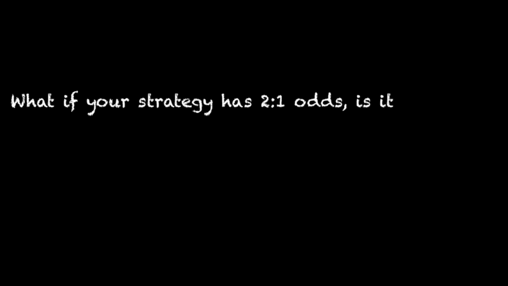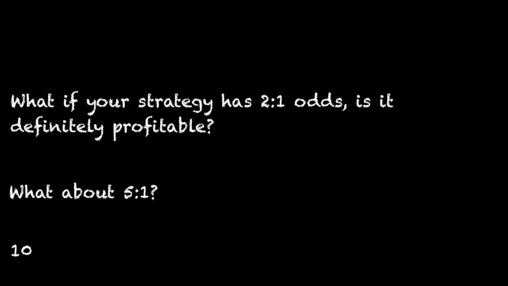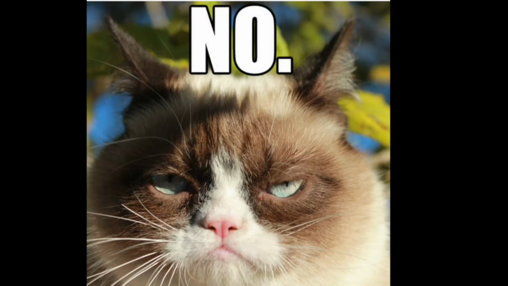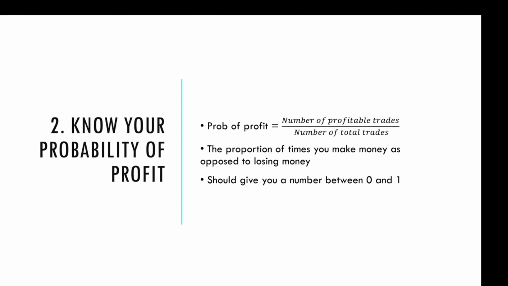Now, if your strategy has a 1:1 odds, do you know for sure if it's profitable? No. Denied. No strategy can be declared profitable until you know the probability of profit. Probability of profit is simply the proportion of times you make money as opposed to losing money and can be calculated by dividing the number of profitable trades by the number of total trades.